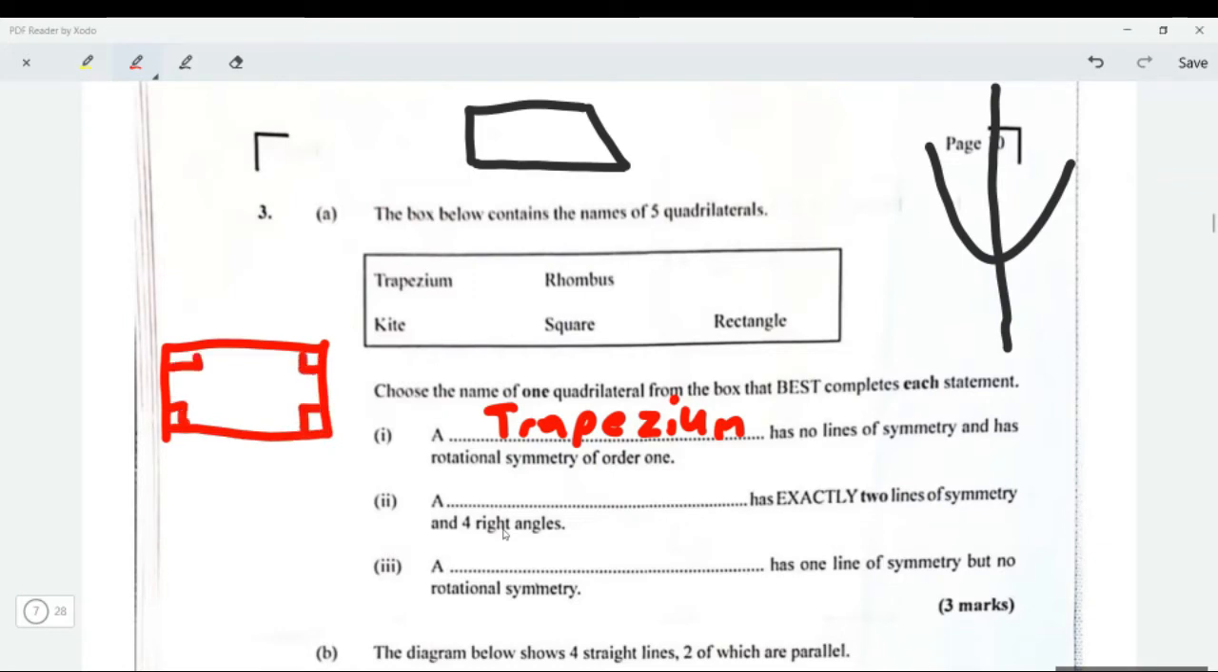It has 2 lines of symmetry. We can split it in half this way. See that side and that side, the left side and the right side would look the same, or we can split it this way. All right, so that's 2 lines of symmetry, but also 4 right angles. So this is definitely the rectangle.